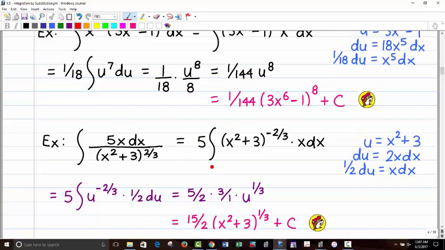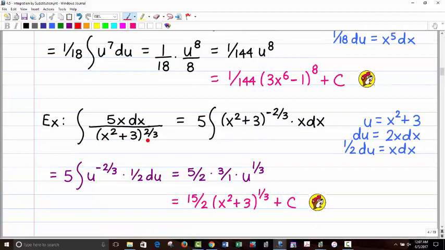Now the 5 could stay inside, but I'll always go ahead and bring those constants out so I don't have to worry about them. Yeah, they're part of the answer, but they don't affect the process at all. So now I brought this up, made it negative 2/3, and left x dx together.